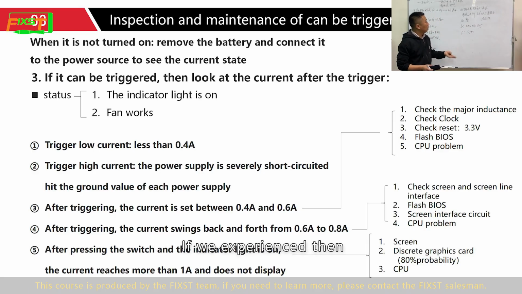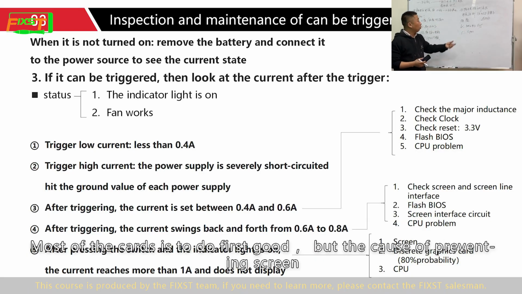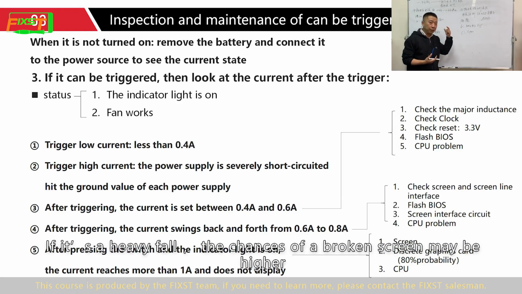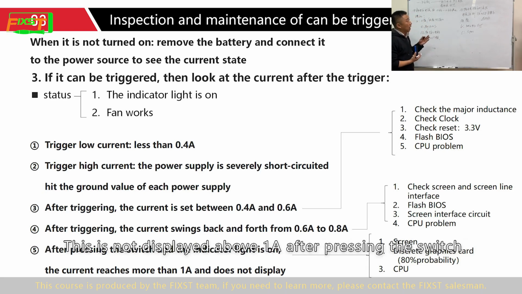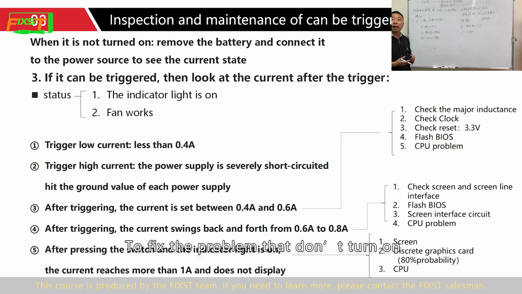If you experience them, if there is no screen, you can do the graphics card first. Most of the time, doing the card first works, but the cost of preventing a screen problem matters, especially for a machine that fell heavily. If it's a heavy fall, the chances of a broken screen may be higher. This is no display above 1 ampere after pressing the switch. In this case, we refer to my knowledge during the maintenance to fix a problem that doesn't turn on.